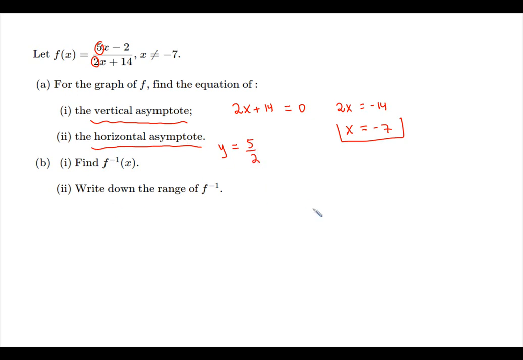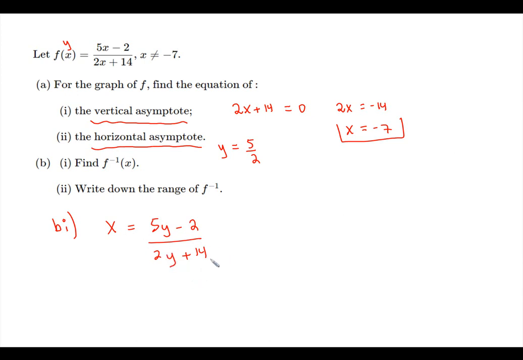Okay, now B1, find the inverse. Okay, so if we need to find the inverse of f, the first thing we need to do is switch x and y. So remember, f of x is like y, right? So we're switching all the x's and the y's. So we're going to have x is equal to 5y minus 2 divided by 2y plus 14. Oops, there should be a y. 2y plus 14.